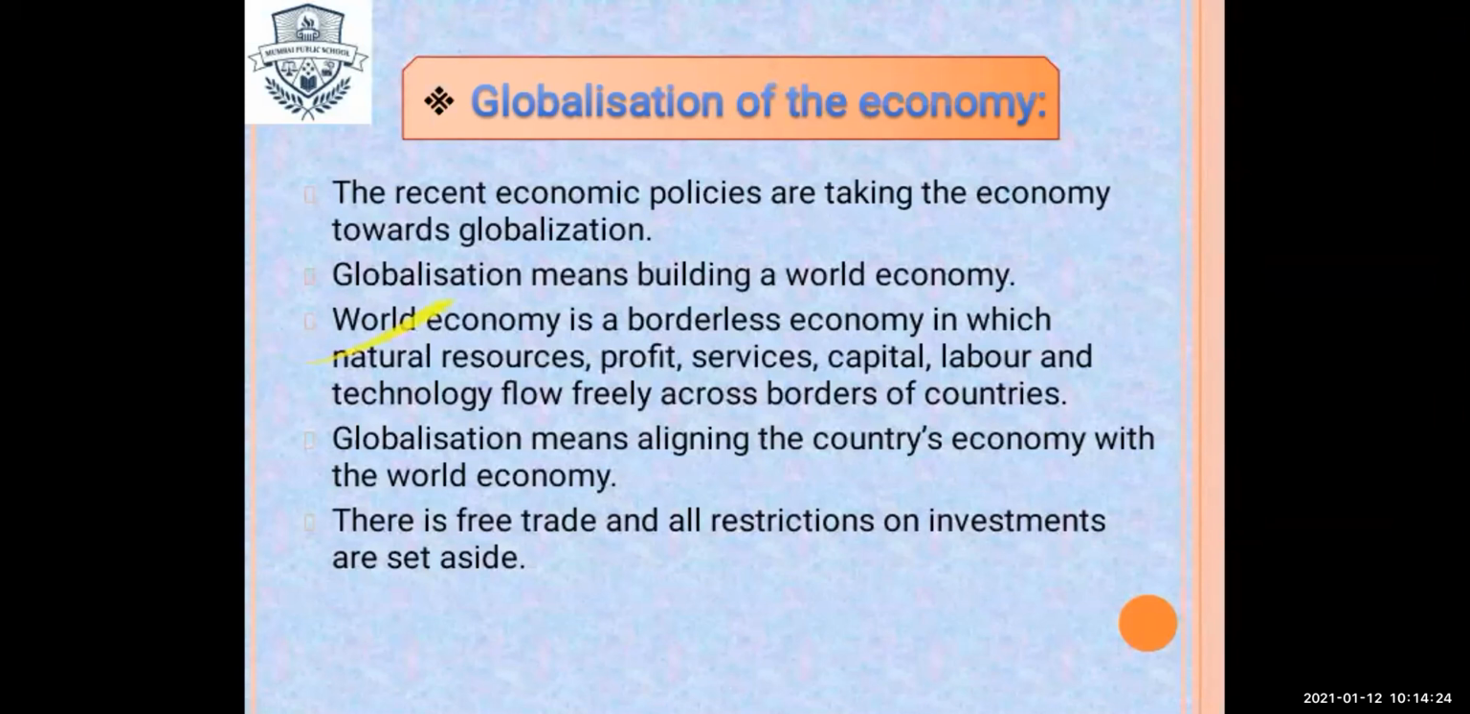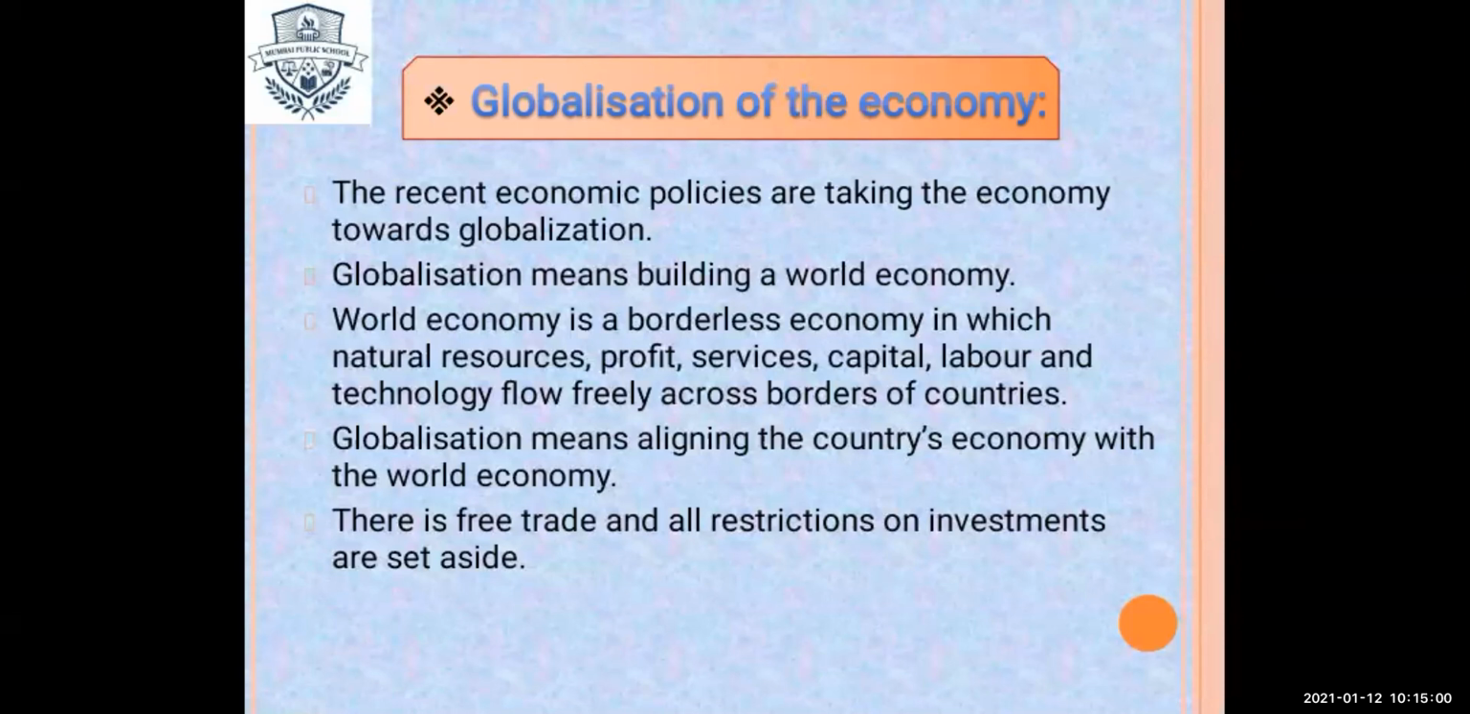Then third point. The world economy is a borderless economy in which natural resources, profit, services, capital, labor, and technology flow freely across the borders of countries. Now, what is this borderless economy? Borderless economy means everywhere we can send goods. There is no physical border. The goods and services can be sent from one place to another. There are no restrictions in between.